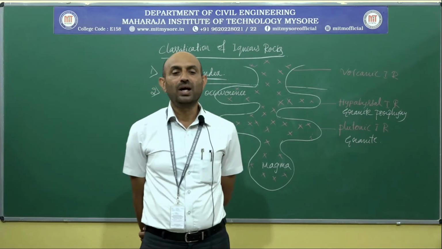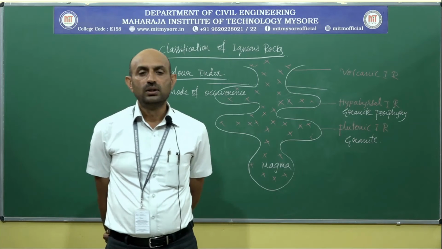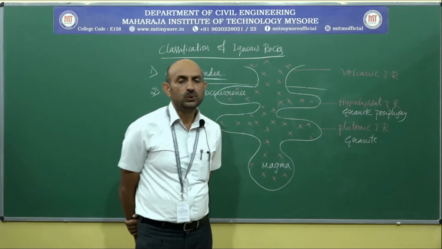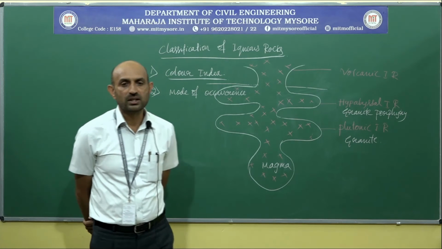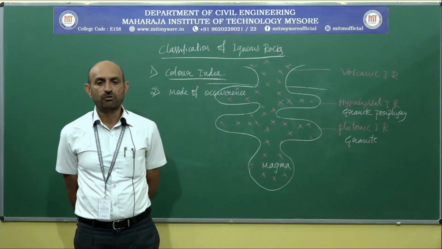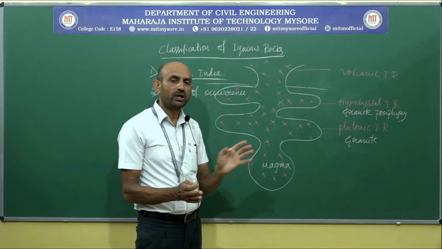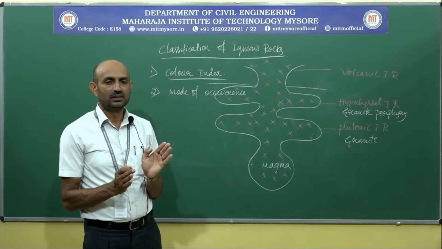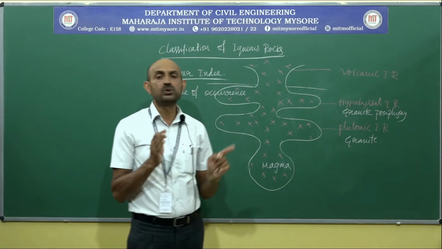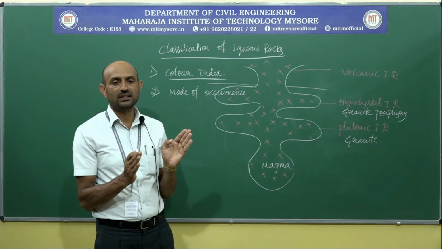The next one is volcanic igneous rocks. When the lava cools and solidifies on the surface of the earth, due to sudden cooling and solidification, there is not enough time for the development of grains or crystals. That's why in these kinds of rocks we do not find any well developed crystallinity. The rocks formed by cooling and solidification of lava are fine grained in nature.